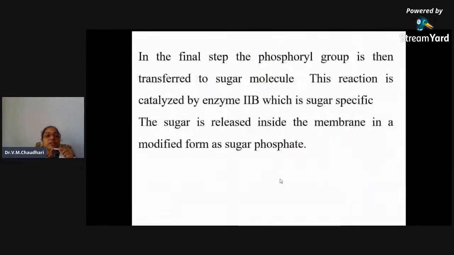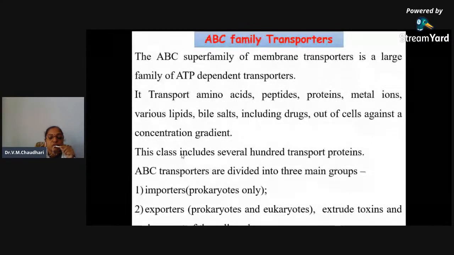So in the final step, the phosphoryl group is transferred to the sugar molecule. The reaction is catalyzed by enzyme second B, which is sugar specific. The sugar is released inside the membrane in the modified form as a sugar phosphate. Sugar कोणत्या फॉर्म मध्ये सेल मध्ये जाते? In the form of sugar phosphate.